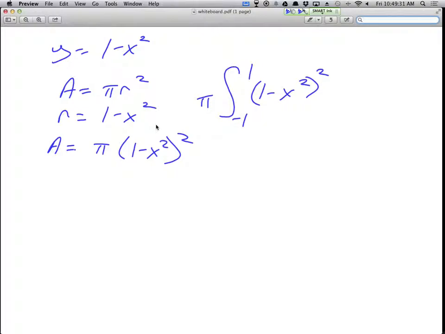Now, can I integrate the outside on that thing? No. Why not? What's the derivative of the inside? -2x. I don't have an x, so that means I can't integrate the outside. So what do I have to do to it instead? Multiply it out, good.